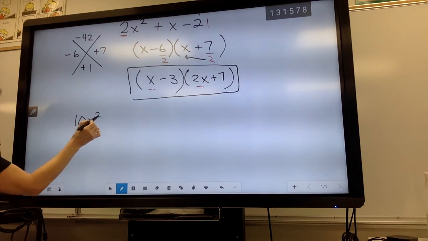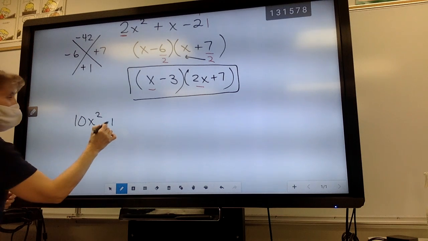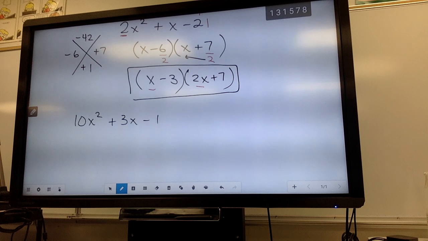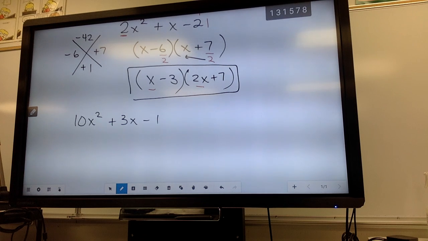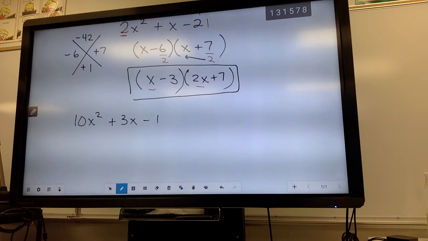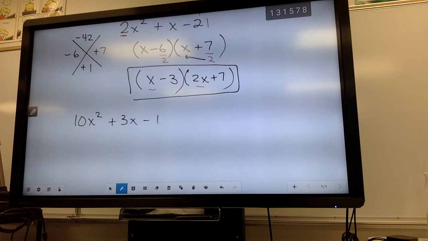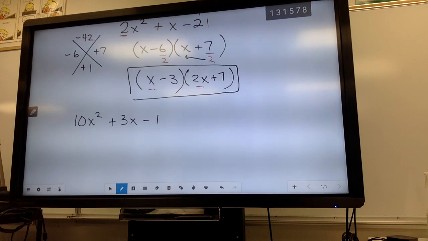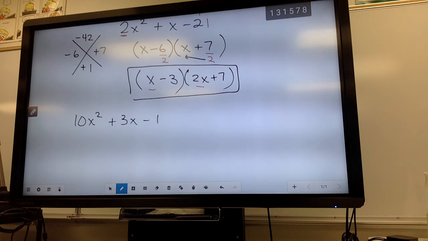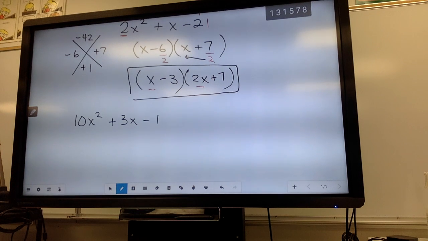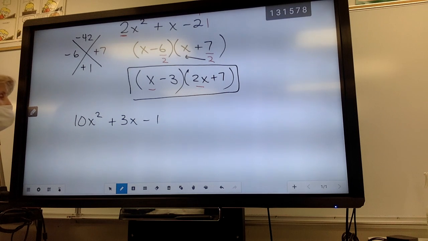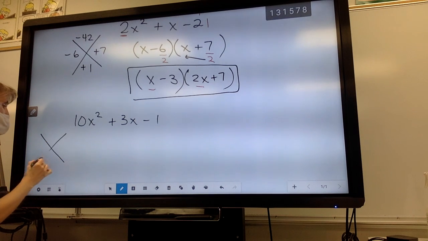10x squared plus 3x minus 1. Look for a greatest common factor first. There isn't one, that's right. So there's no greatest common factor, so we're just going to go right into our divide and slide.